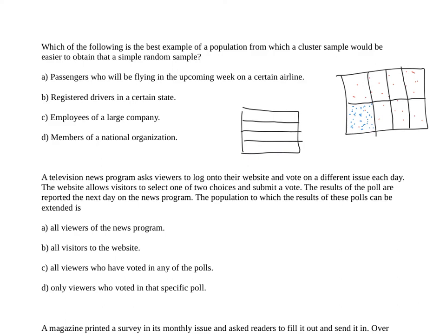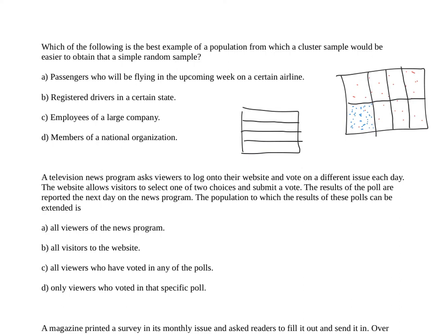So let's start from the bottom. Members of a national organization. Well, are there easy ways to get a cluster sample from a national organization? Maybe. You don't want to go regionally, right? If you have a national organization, you don't want to just poll people in Florida, for example, because that's probably not representative of everybody. It's not going to accurately represent people's opinions who live in California or people who live in New York, for example.